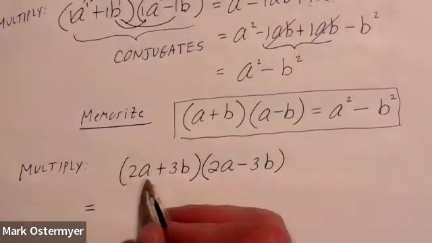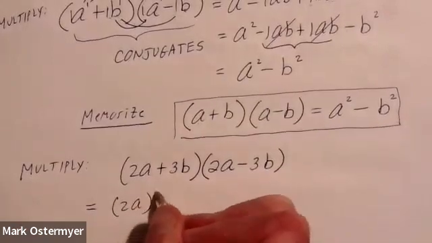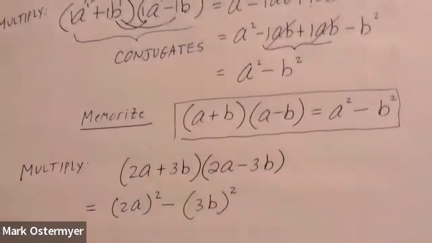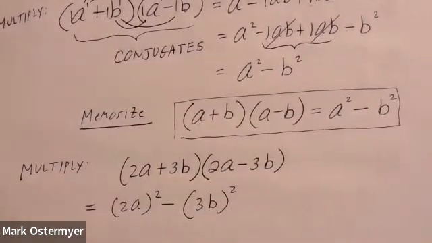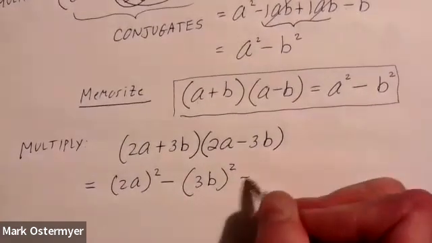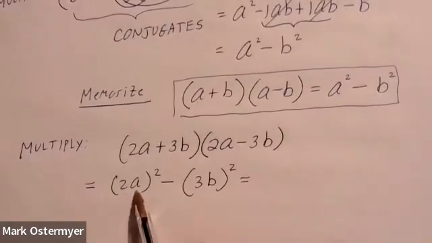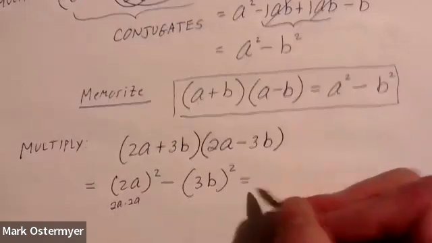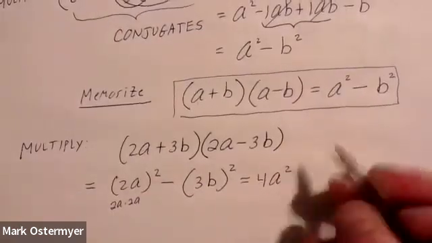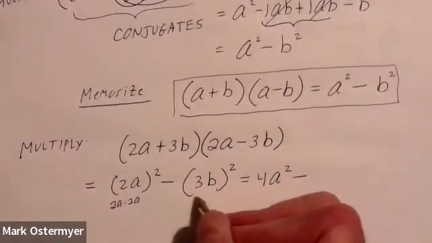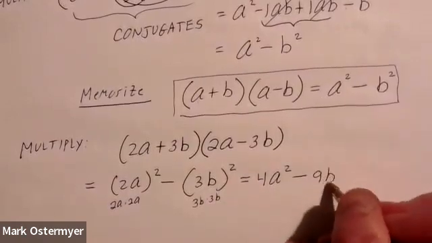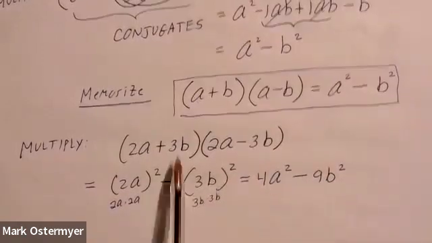All I have to do is square my first term, square the last term, and place a minus sign in between them. That would be the product of these two conjugate binomials. It's that simple. And of course, you want to clean this up. You need to square 2a, which means 2a times 2a, and that gives us 4a squared. Minus 3b squared is 3b times 3b, which gives you 9b squared. And that's your product of these conjugate binomials.